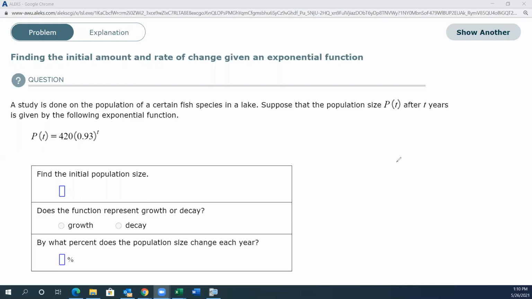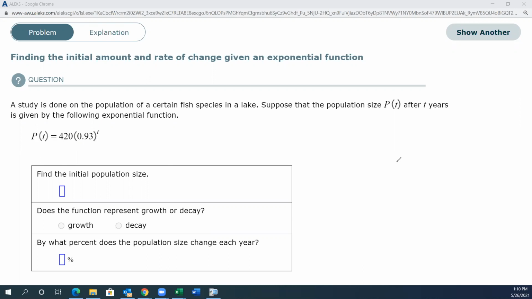Okay, a study is done on the population of a certain fish species in the lake. Suppose that the population size P of t after t years is given by this function. So this thing is measuring the population in years. Is the population going up or down? Well, the base of the exponent is less than 1, which means it's going down. It means you're ending up with 93% of what you had a year ago.